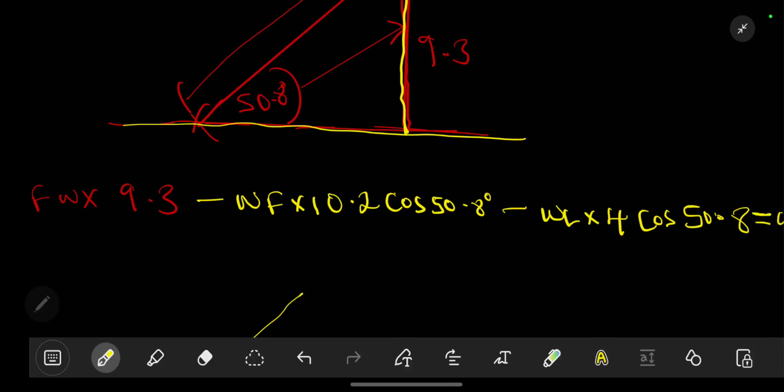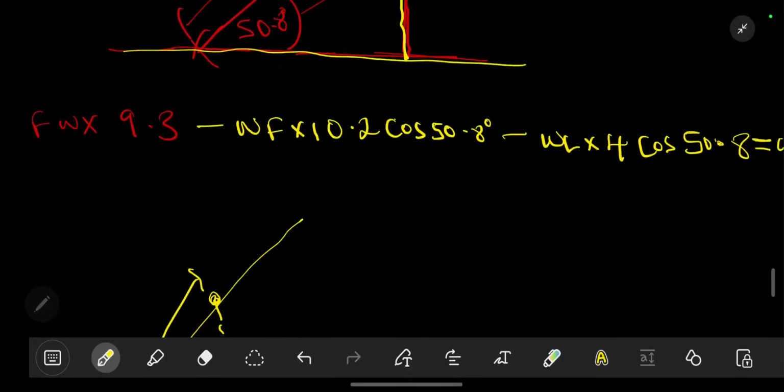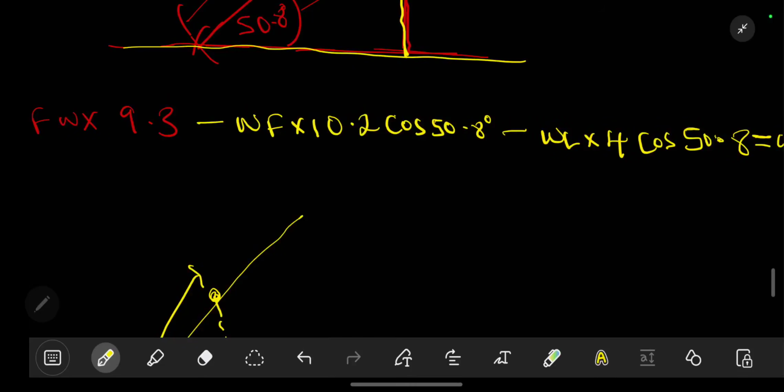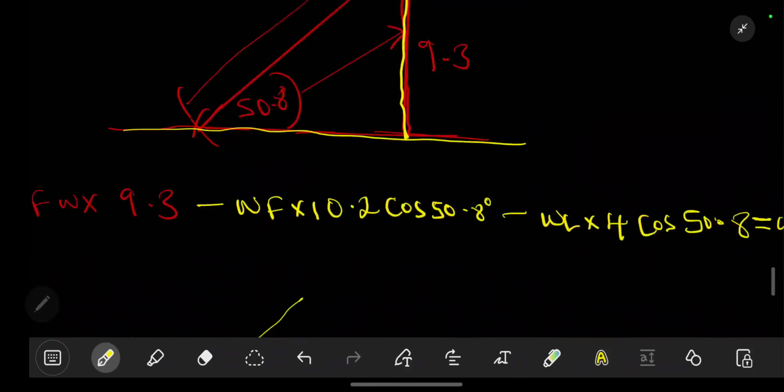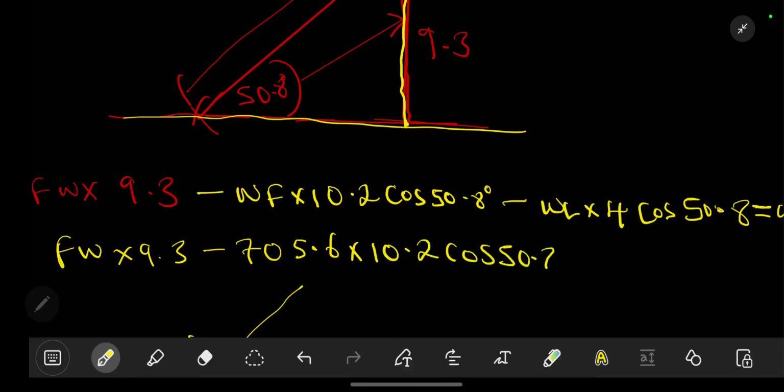So that is what we generally have. So we are going to have our value, let's now press our force on the wall. We don't know it, so we have the force on the wall times 9.3, plus the weight of the electrician, 705.6 times 10.2 cos of 50.8. Then we have minus the weight of the ladder.